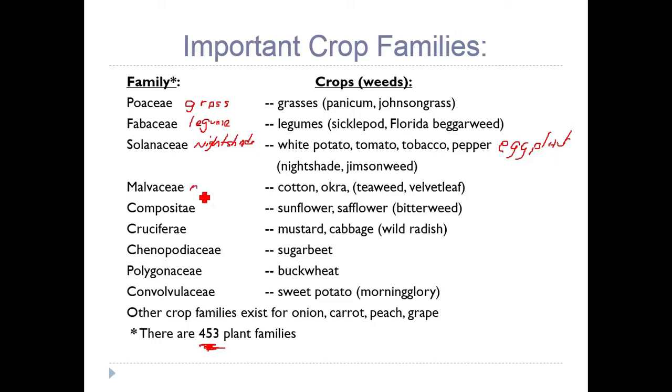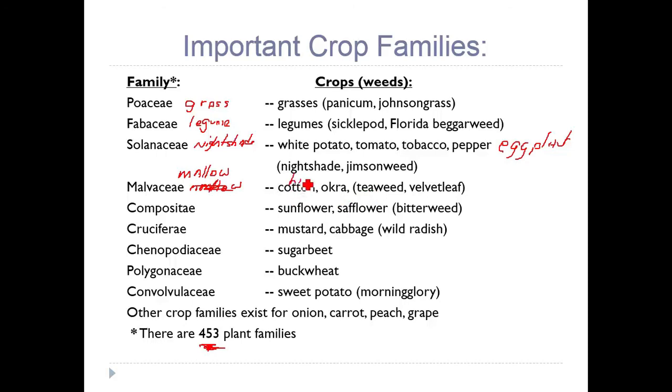This is the mallow family. M-A-L-L-O-W. Let me see if I can write that so it can be read. This is the mallow family, and then there are others that we'll look at here in a minute. The Solanaceous plants, some of the weedy species are the nightshade and the Jimson weed, and there are others. The Malvaceae, or the mallow family, includes cotton and okra. Also hibiscus is here.